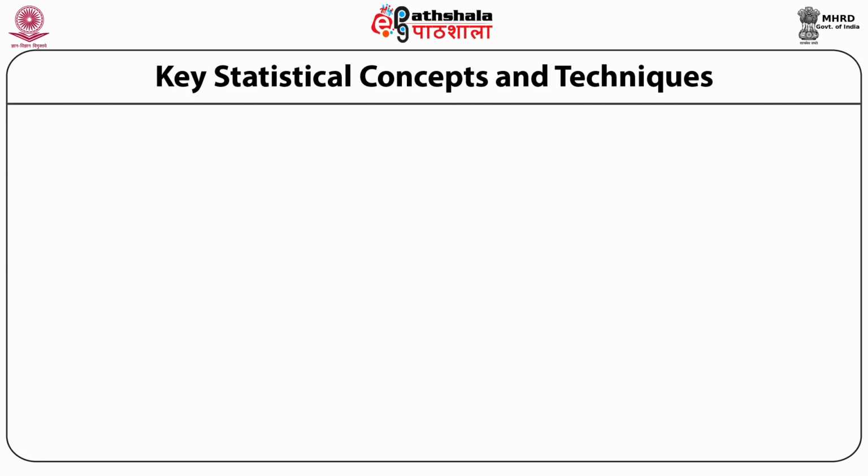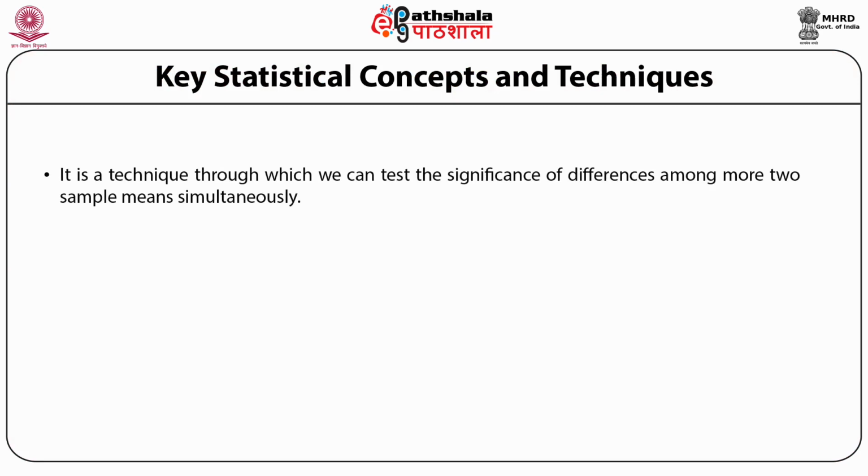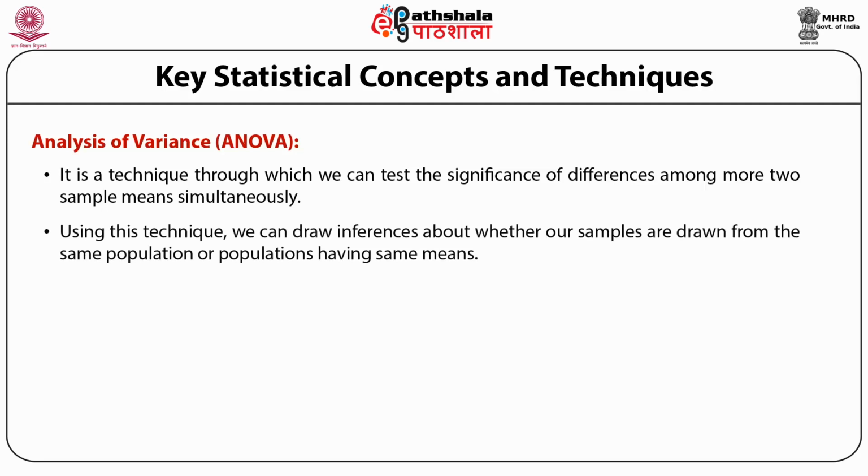Analysis of variance, popularly known as ANOVA, is a concept in statistics. It's a technique through which we can test the significance of differences among more than two sample means simultaneously. In this, the total variation is decomposed into various components corresponding to the sources of variation. Using this technique, we can draw inferences about whether our samples are drawn from the same population or populations having the same means or not.